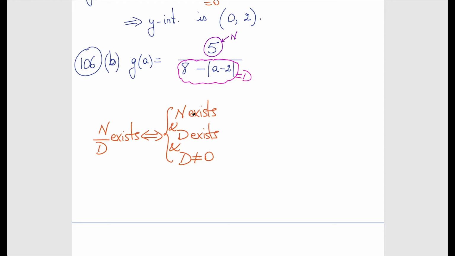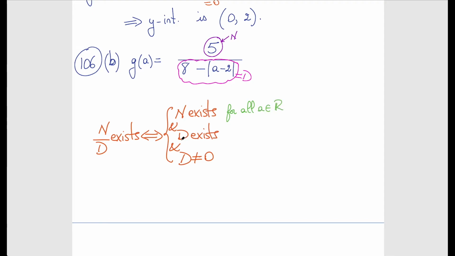For condition 1, what does it mean? Condition 1 means the numerator exists. So for what a, so here a denotes the input, for what a does the numerator exist? Well, the numerator is independent of a, and it's a pure constant. So it's always existing. No matter what a is, the n, the numerator, is always meaningful. So n exists for all a, for all real numbers a, for any real number a.